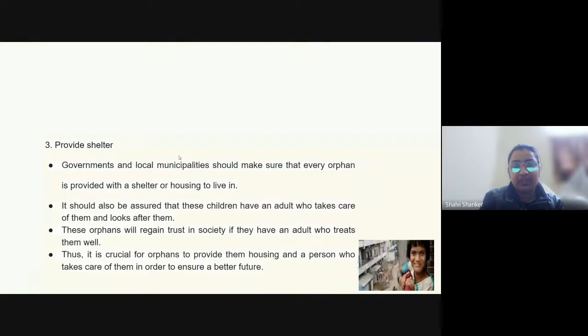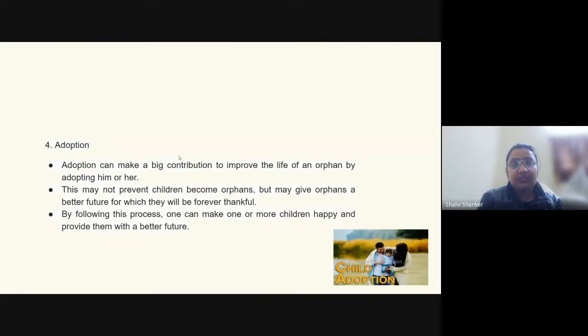Adoption can make a big contribution to improving the life of an orphan by adopting him or her. This may prevent children from becoming orphans but may also give orphans a better life in future. By following these processes, one can make one child happier and provide them a better life in future.